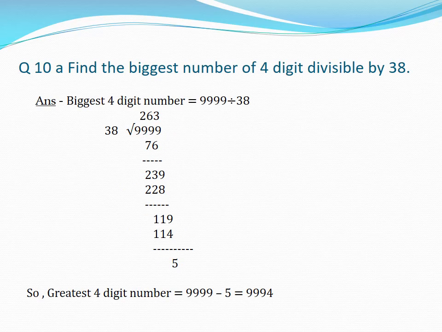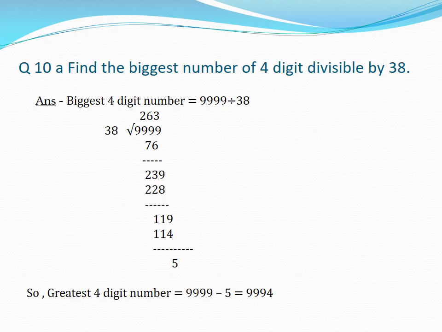Question number 10. Find the biggest number of 4 digits divisible by 38. I repeat the question. Find the biggest number of 4 digits divisible by 38. Children, how can you find out the biggest number? We can find it by writing 9 four times. Okay? Now divide 9999 by 38. 38 twos are 76. Subtract. Get the answer 239.